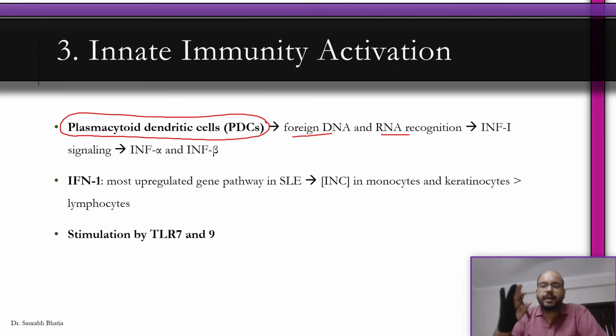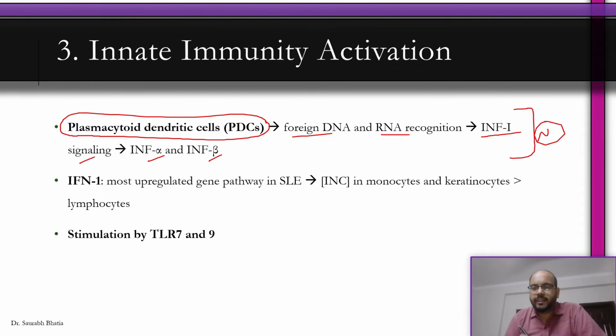So, if any kind of bacteria or virus enters the body and leads to release of any nuclear material like DNA or RNA, they are recognized by plasmacytoid dendritic cells. Now, these dendritic cells, after recognition, will secrete interferon type 1. This type 1 signaling will eventually lead to secretion of interferons like interferon alpha and beta. Okay. This is the normal pathway, the normal function of plasmacytoid dendritic cells.